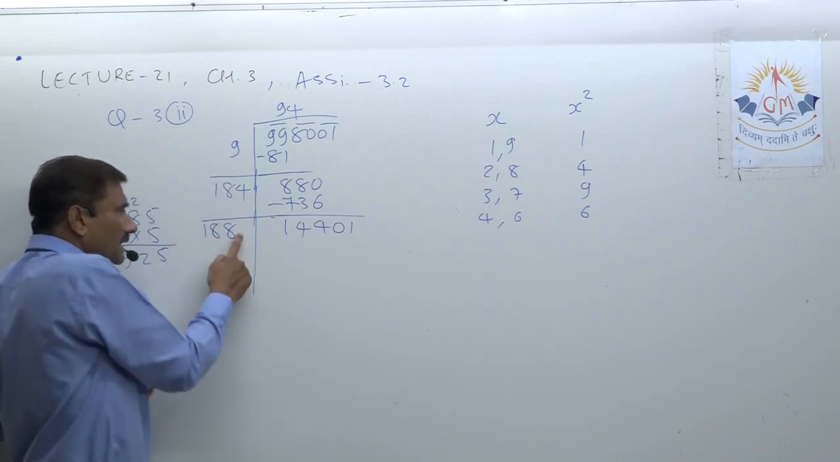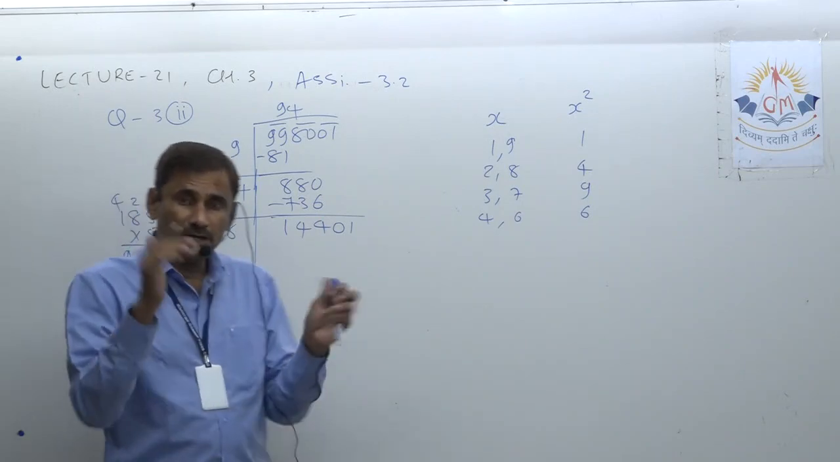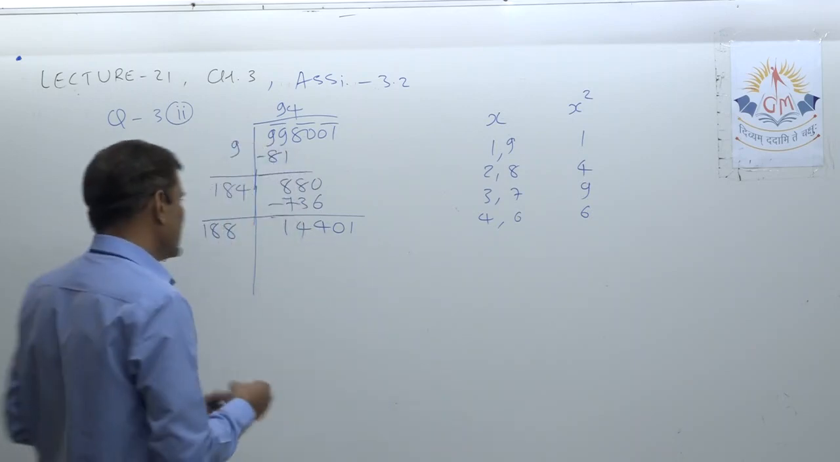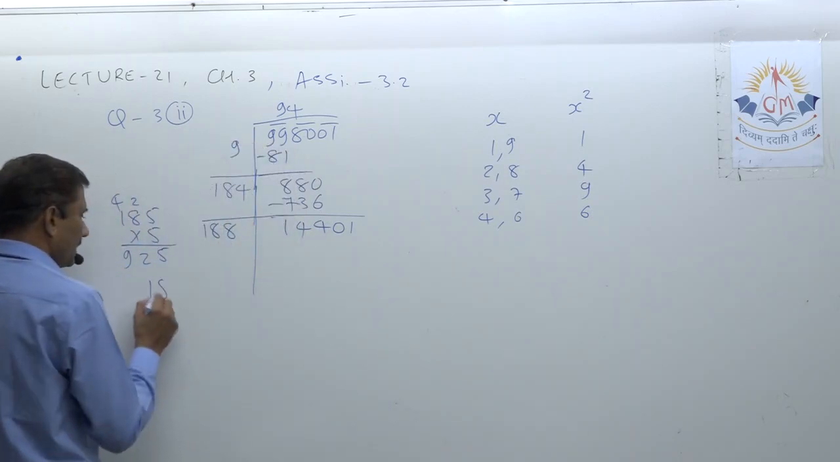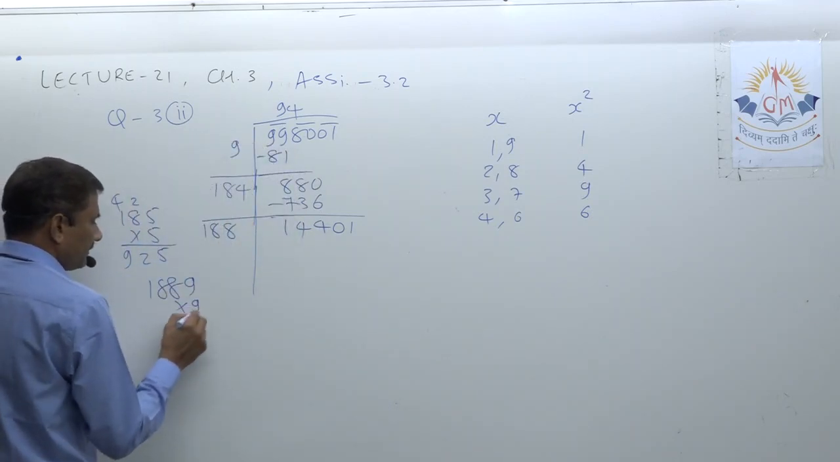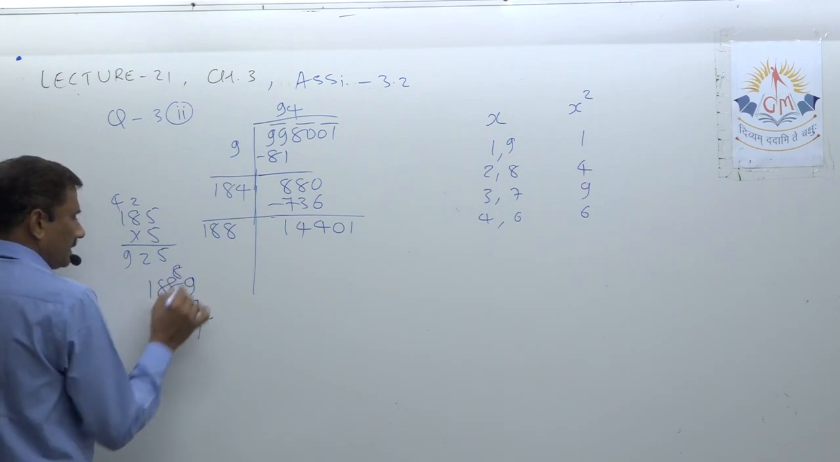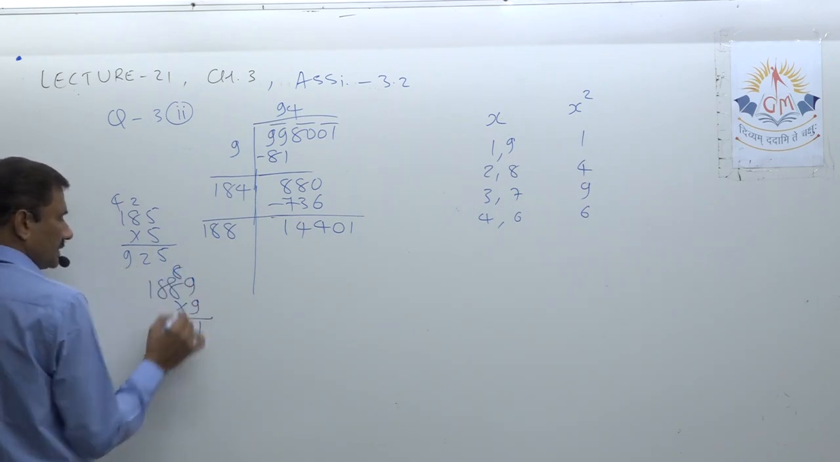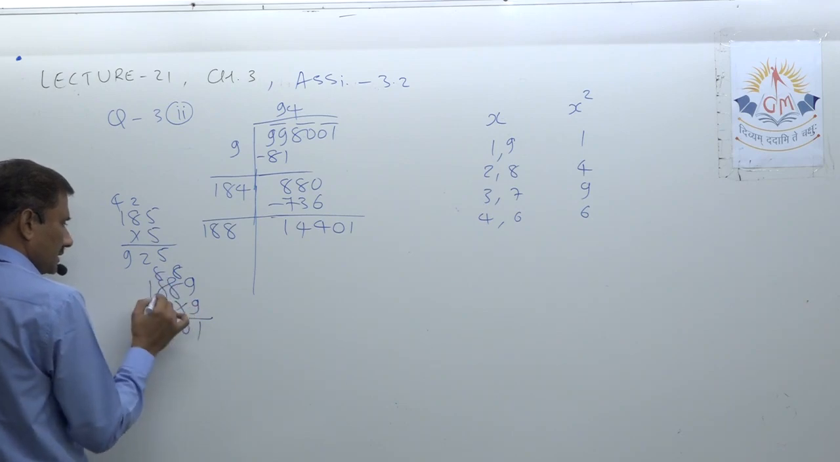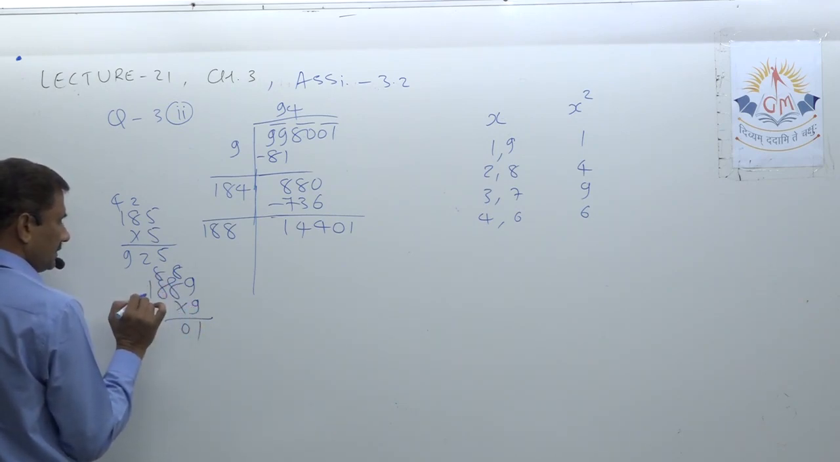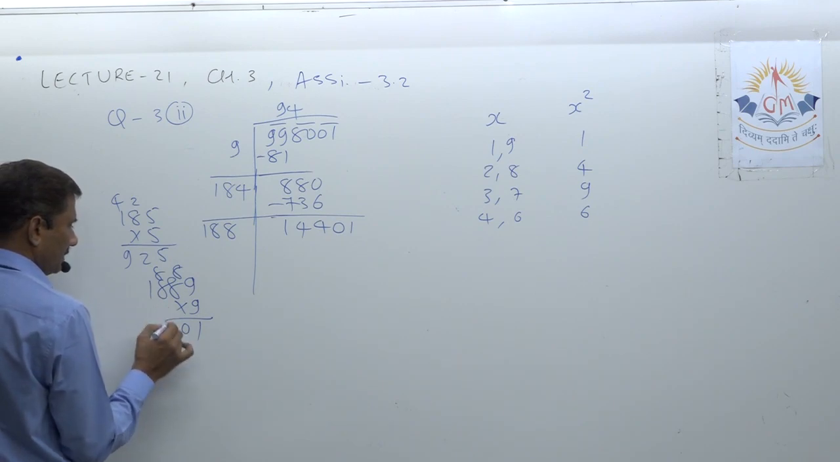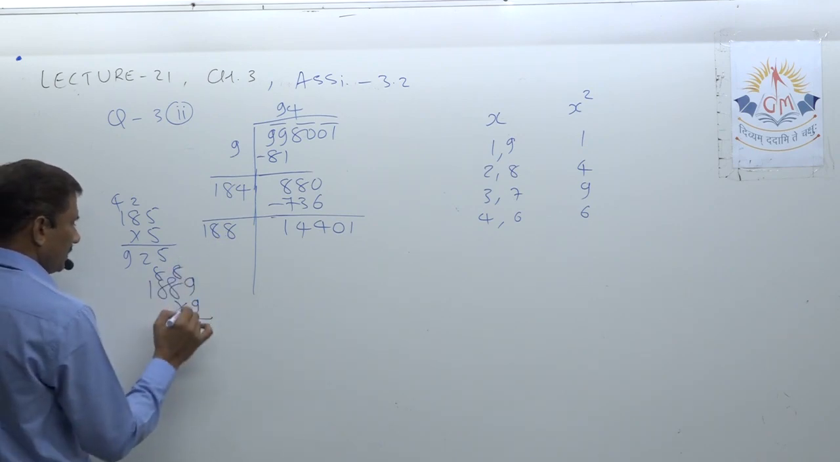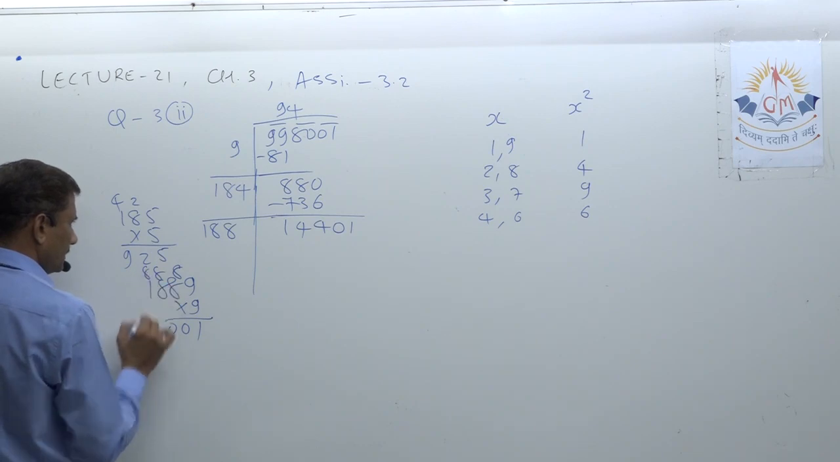So now I directly jump to 1889 into 9. Let's look how much. 1889 into 9. 9 nines are 81, 8 nines are 72, plus 8, 80. Again 9 ones are 9, plus 8, 17.